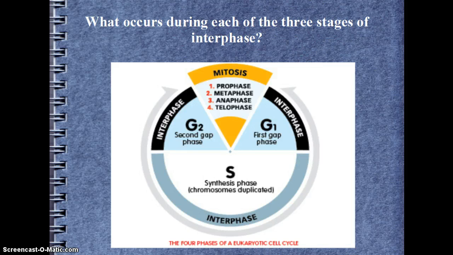What occurs during each of the 3 stages of interphase? There are 3 interphase stages, G1, S, and G2. In G1, the cell begins to grow. In S, chromosomes are copied and DNA is synthesized. And in G2, growing continues and prepares the cell for division. 2 centrosomes are formed by duplication of a single centrosome.